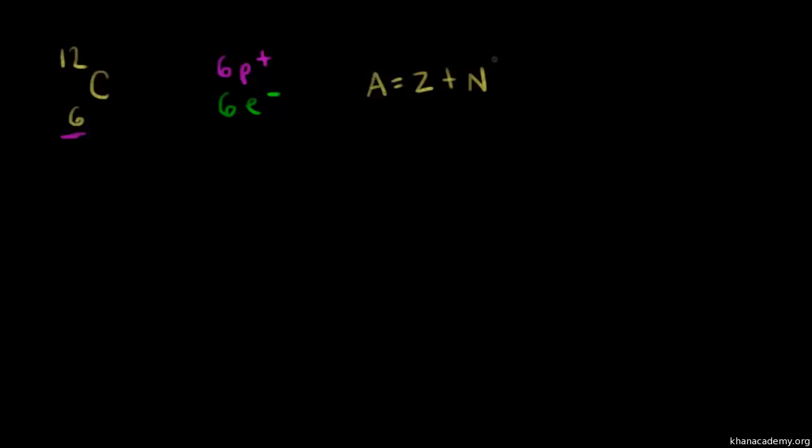Right? So the mass number was right here, that's 12, so we can put in a 12. The atomic number was 6, right here, so we put in a 6. Plus the number of neutrons. So the number of neutrons is just equal to 12 minus 6, which is, of course, 6. So there are 6 neutrons. So just subtract the atomic number from the mass number, and you'll get the number of neutrons in your atom. All right, let's do another one.